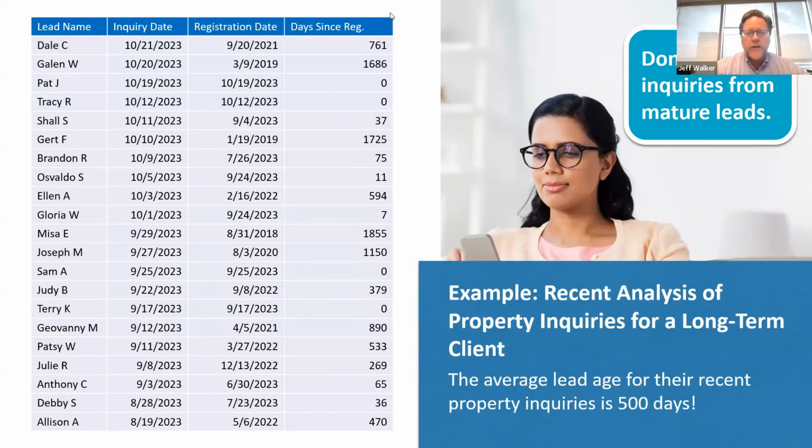And some, it only takes a few days, like a month here with Shal S, only took a month. But here, Gert F took over 4 years to submit their first inquiry on a property. And those are pretty easy to get lost because if you miss the alert on that, that lead is way down on your leads dashboard list.